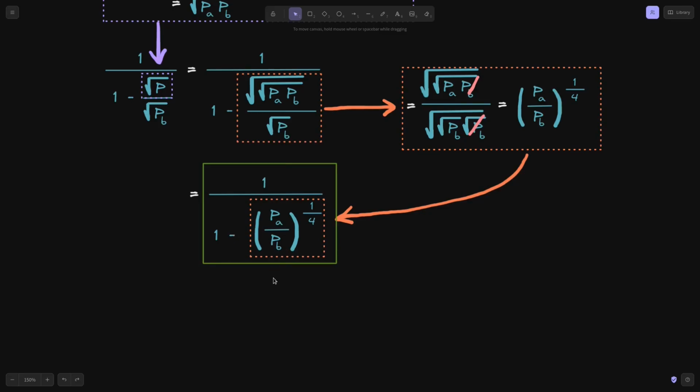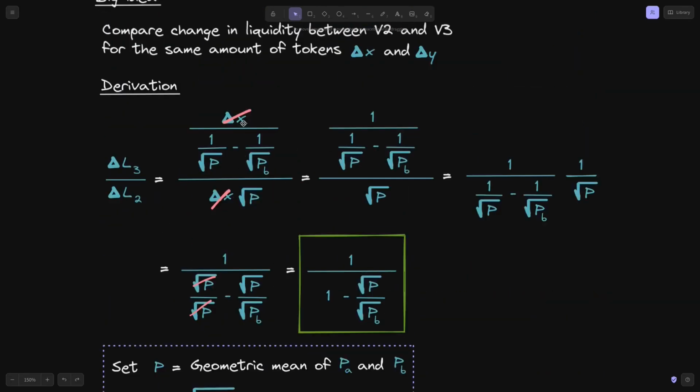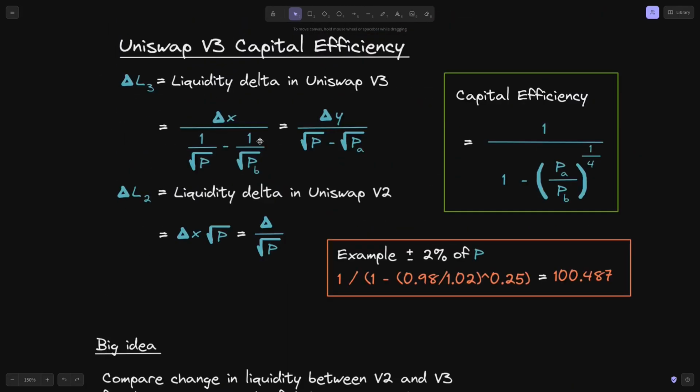Now, to get to this equation, we used delta X, but we can get the same result if we were to use the equation for liquidity delta for delta Y. In other words, we got this equation using this part of the equation and this part of the equation. However, you can get the same result by using this part of the equation, the equations involving delta Y.